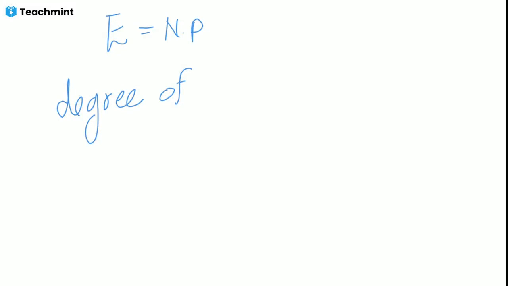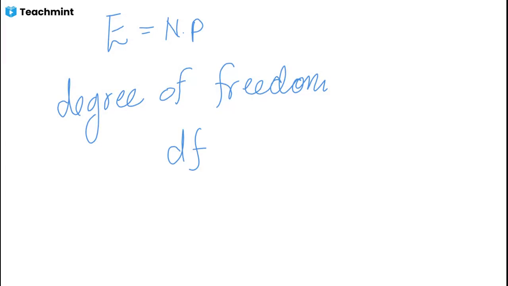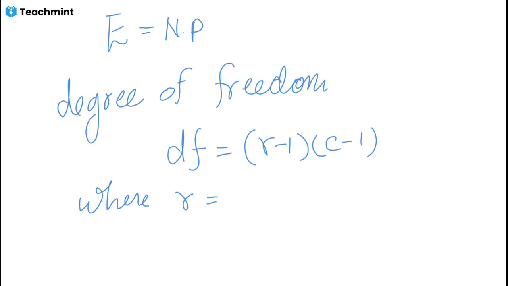Degree of freedom is denoted by df, and it is equal to r minus 1 into c minus 1, where r is equal to the number of rows and c is equal to the number of columns.